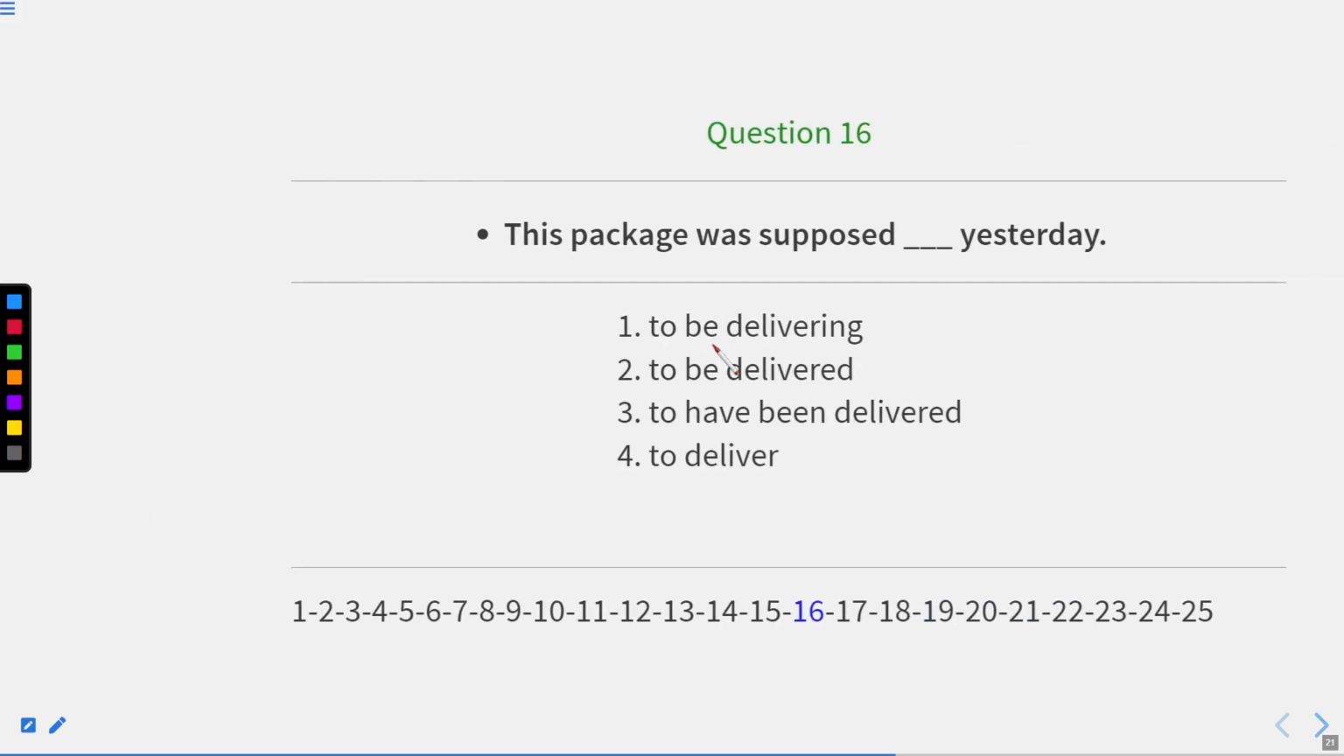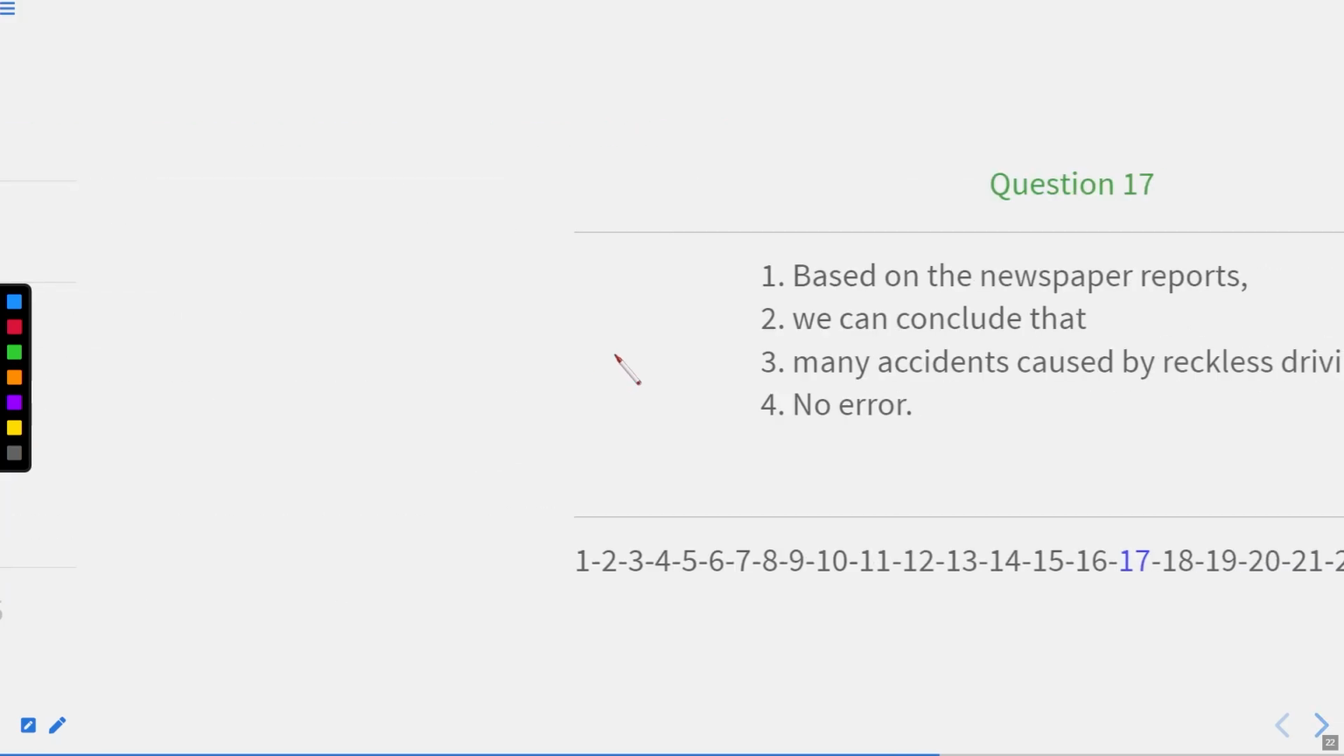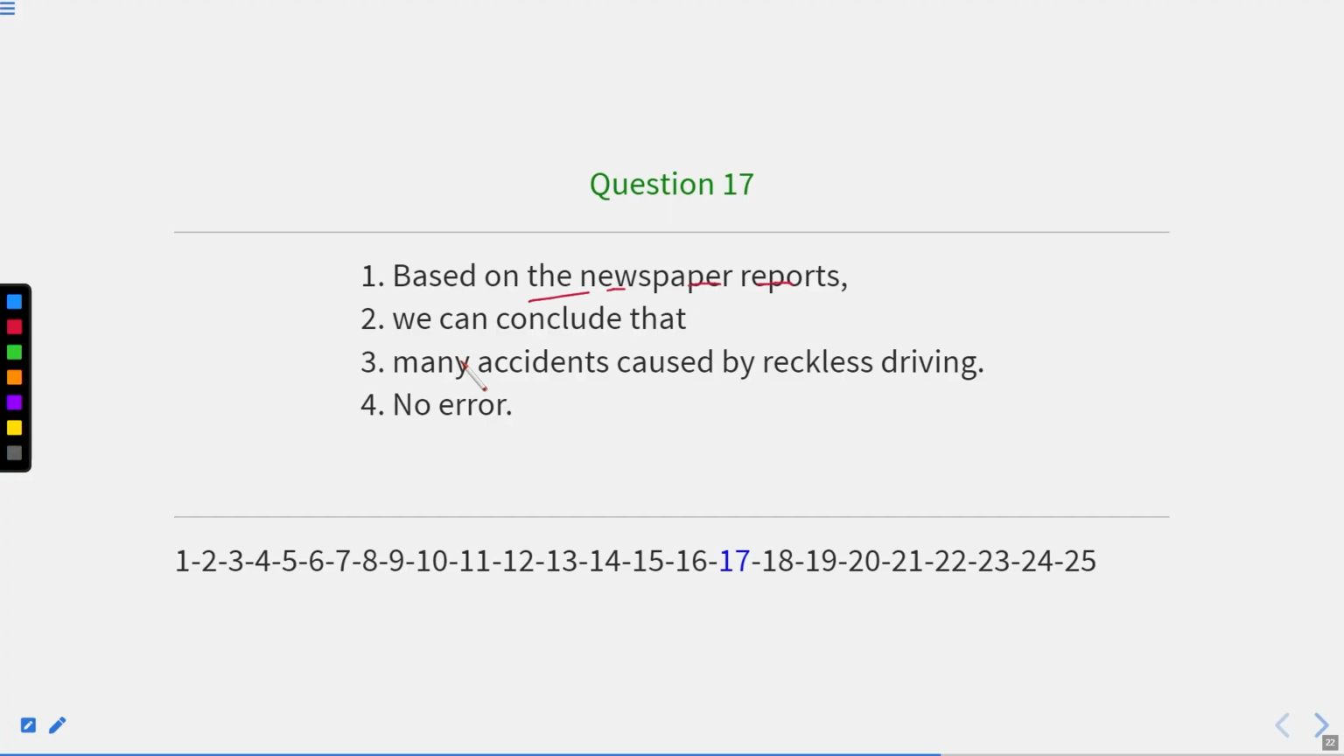Now let us move to the next one. This package was supposed yesterday. So supposed obviously to be delivered yesterday. So second will be the correct answer. Now let us move to the next one. Based on the newspaper reports, we can conclude that many accidents caused by reckless driving. So many accidents, we need be form. Many accidents are caused by. So here the answer will be third, that is are caused by.